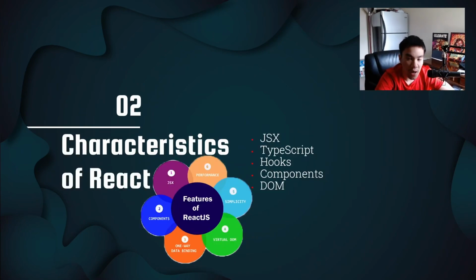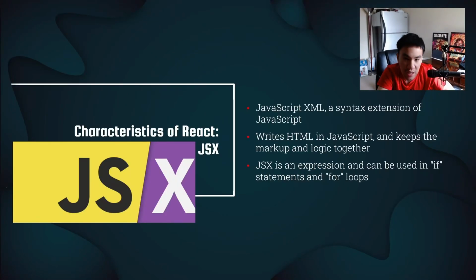I'll be covering 5 characteristics of React in this presentation. We're going to be doing JSX, TypeScript, hooks, components, and DOM. So first off, JSX. JSX stands for JavaScript XML. JSX is basically a syntax extension of JavaScript. It helps us to write HTML in JavaScript.